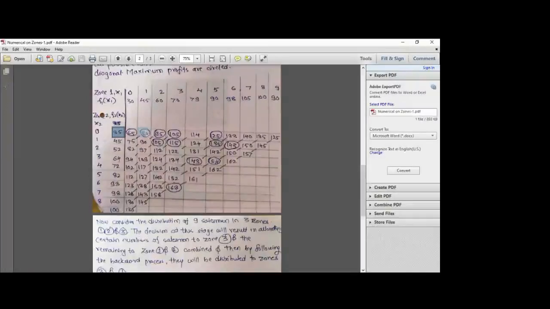equal to 80, right? Similarly, if I'm putting 0 in zone 2 and 2 in zone 1, the combination is 60 plus 35, which is nothing but 95. Similarly, if I have to go next, if I have to put 0 salesman in zone 2, and 3 in zone 1, so here it is 70 plus 35, it is equal to 105, right?